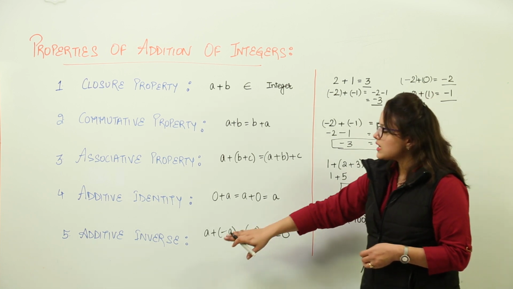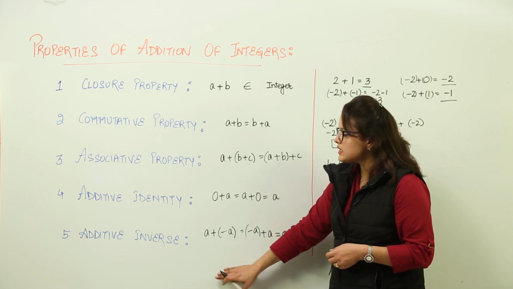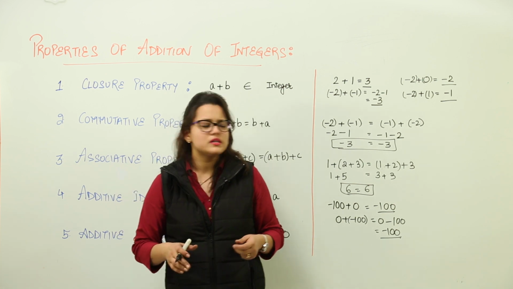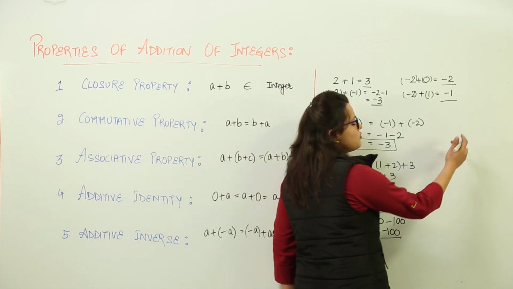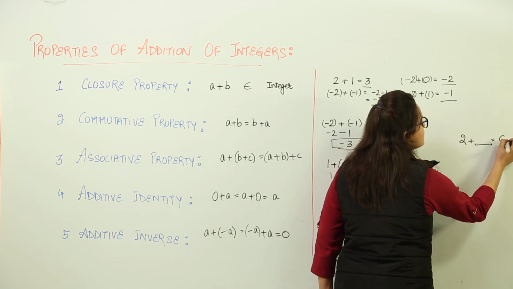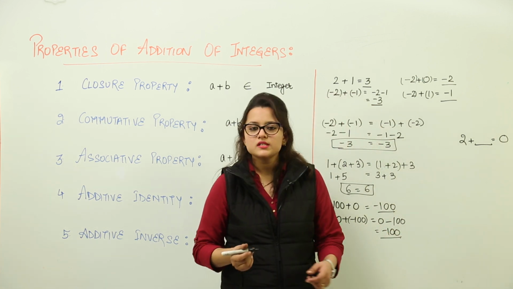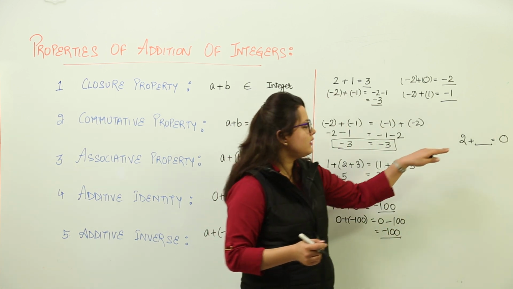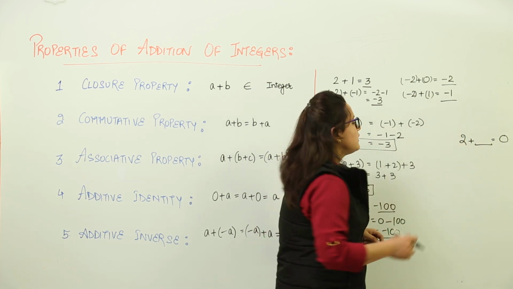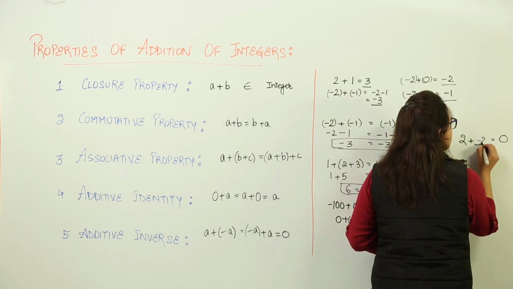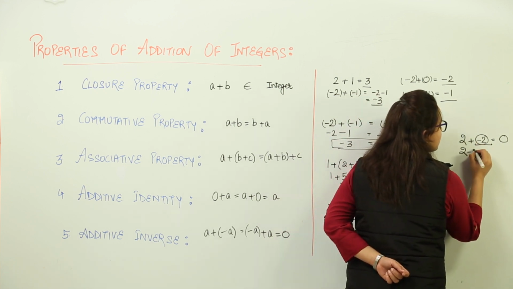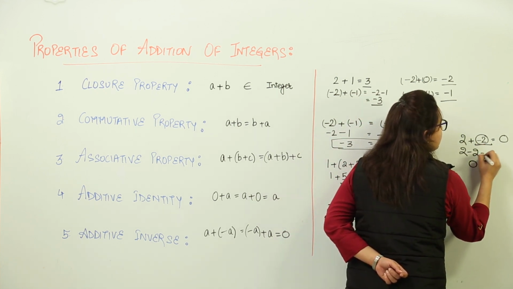Now the last property for addition of integers is the additive inverse. This is a very important property. It's very simple to understand. Let us take one example before moving forward. What would you add to 2 to get a 0? If I ask you what should be added to 2 to make this whole thing come out to be 0, definitely you will tell me, ma'am, you should be adding minus 2. Why? Because here 2 plus minus 2 will give you a 0, right?